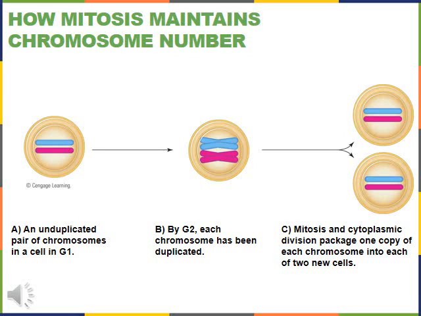If we didn't duplicate it in the S phase, then you would have something completely different. You would have half of half, half of these. So you would have half a blue and half a pink, and half a blue and half a pink in the daughter cells, and it would be all messed up. So this is how we maintain the chromosome number. It's critical that they duplicate during S phase.